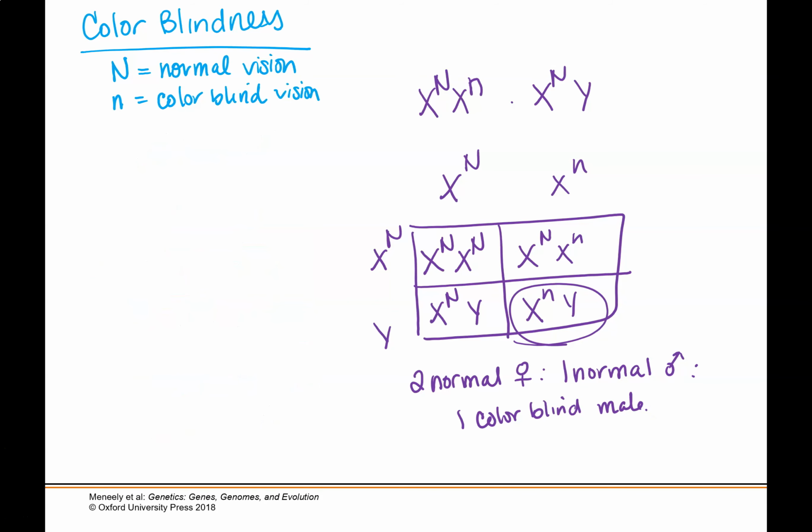So there are 2 other combos that I'm just going to leave here for you to practice with. This is a heterozygous female with a colorblind male, or a colorblind female with a normal vision male. So go ahead and try those, just see what you get for practice.